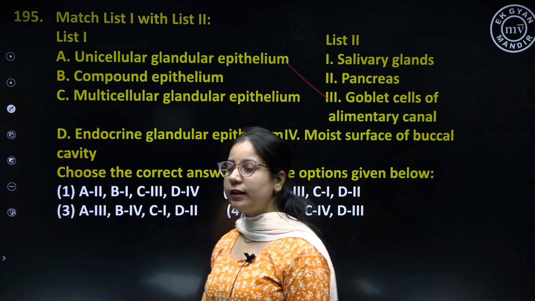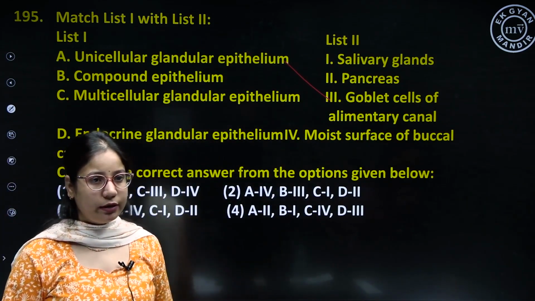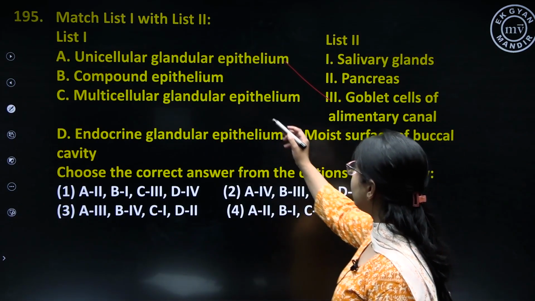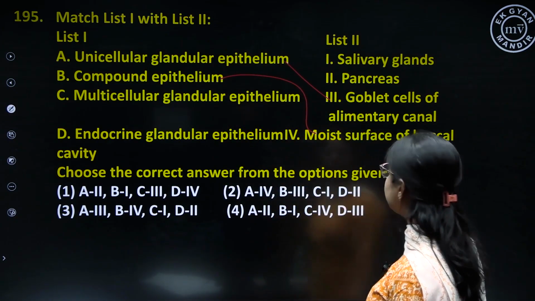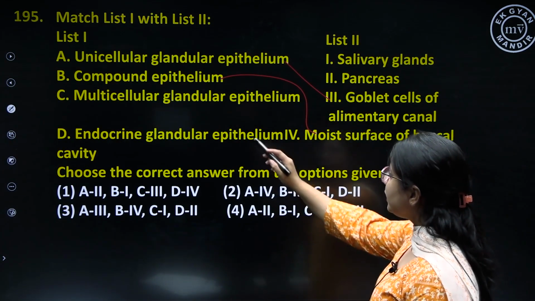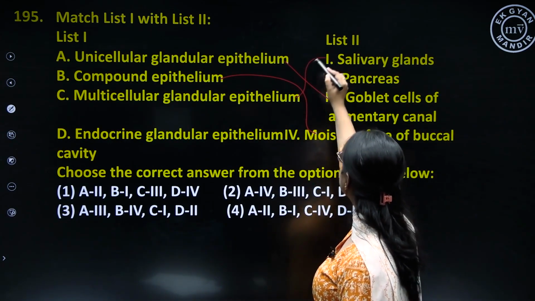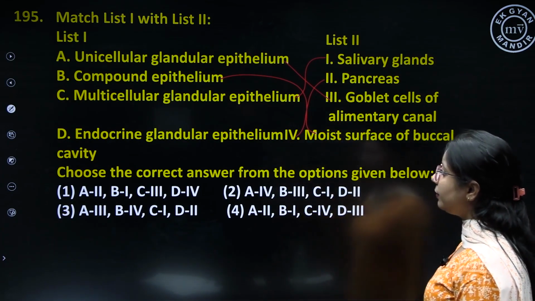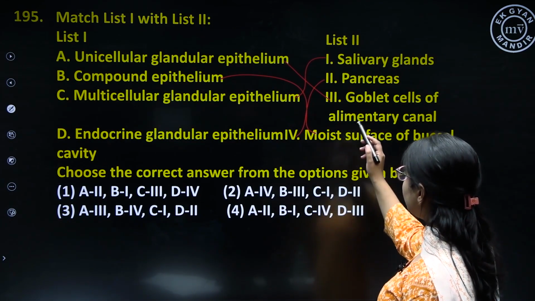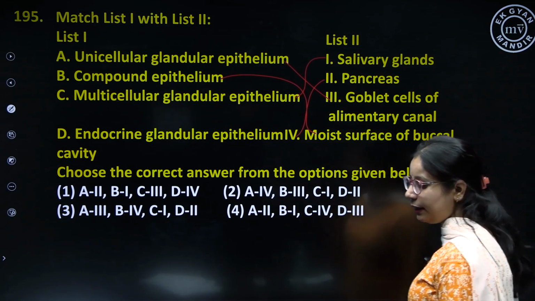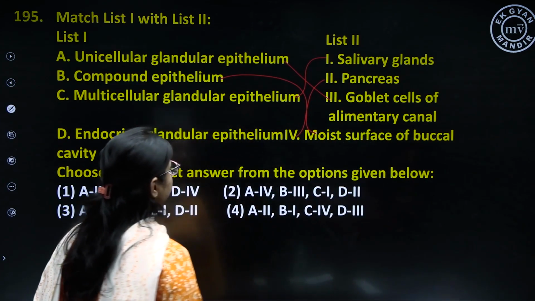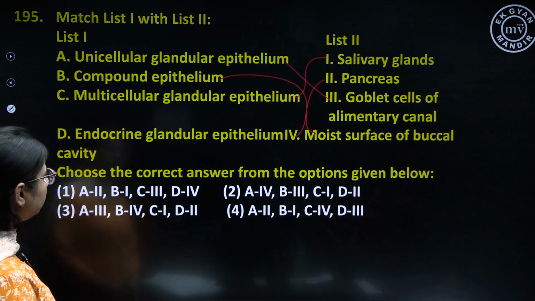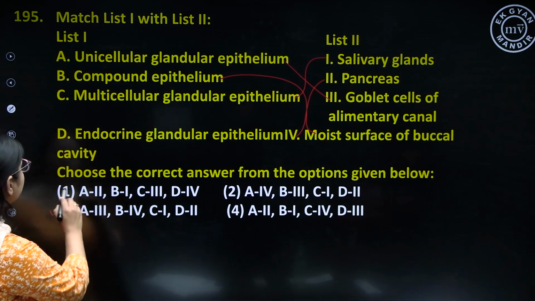Compound epithelium means when the epithelial cells are present in multiple layers. उसको हम कहते हैं compound epithelium. So compound epithelium will be found in the moist surface of the buccal cavity. Multicellular glandular epithelium, it is found in the salivary gland. और जो endocrinal epithelium है, it is found in the pancreas. So 195 का correct option is option number 3.